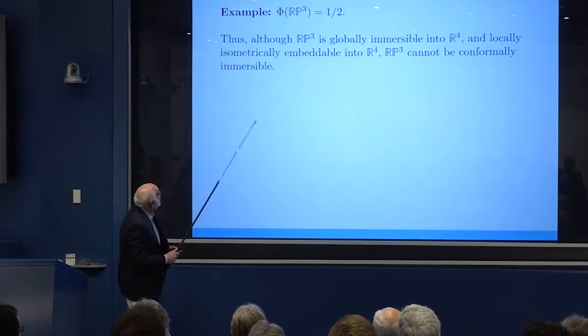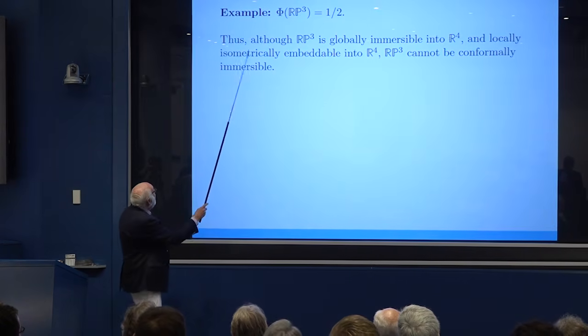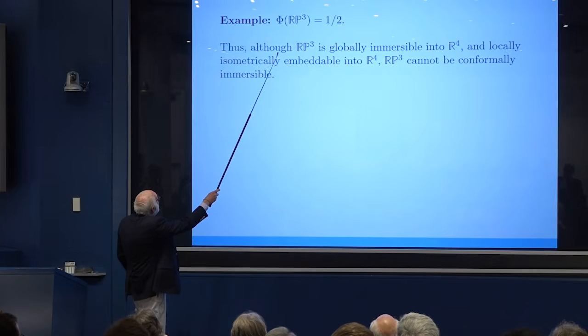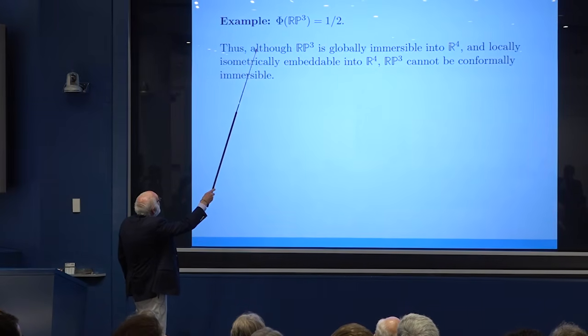And so here's an example. φ of the real three-dimensional projective space is a half.